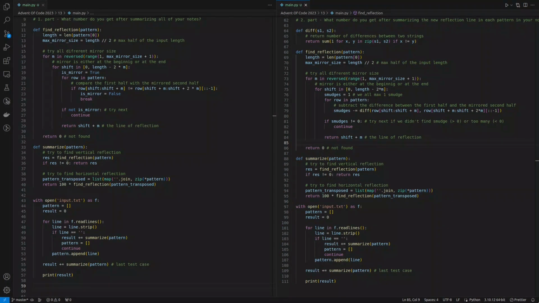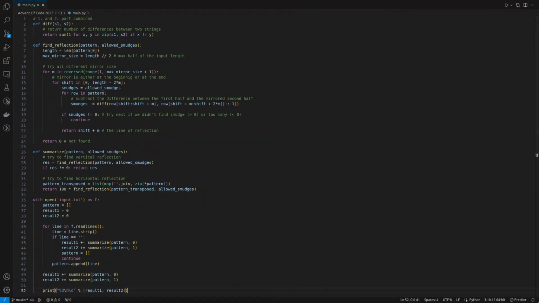Instead of looking for equality, I calculate the difference, the number of differences between two strings, and subtract it from the allowed number of smudges. There is a line of reflection if and only if I ignore exactly one smudge. After a simple modification, we can also use the code from part 2 to solve both parts.